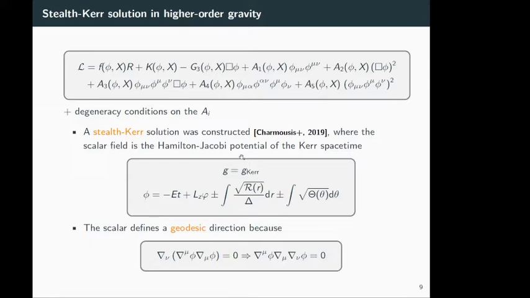Since it's the Hamilton-Jacobi potential, it's a geodesic direction, and you can see this is clear because the kinetic term of the scalar field here is a constant. When you calculate this and expand it, you can commute the two covariant derivatives on a scalar field. In the end, you end up with a geodesic equation here for the vector field nabla phi. So this vector nabla phi is actually a geodesic direction of this solution, and we're going to use this in the following.